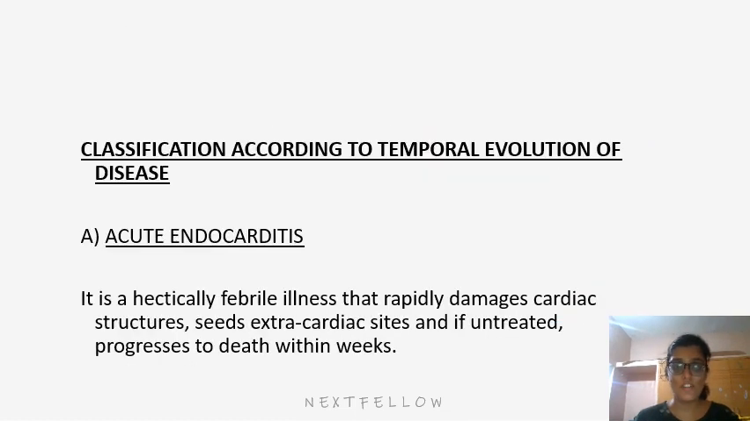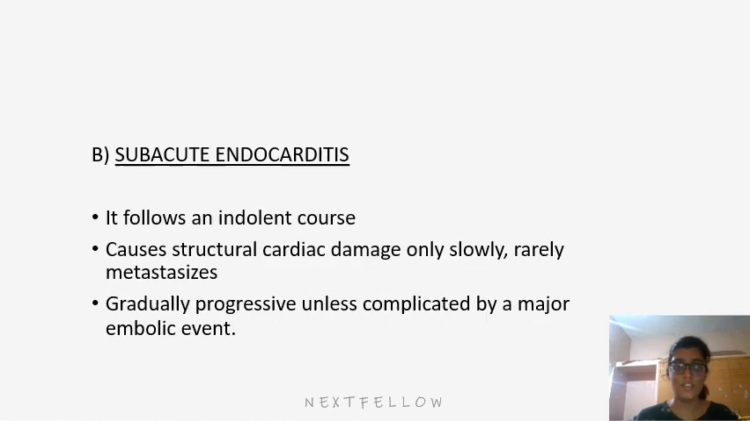Coming to classification according to temporal evolution of disease: acute endocarditis is a hectically febrile illness that rapidly damages the cardiac structures, seeds extracardiac sites, and if untreated, progresses to death within weeks. Subacute endocarditis follows an indolent course. It causes structural cardiac damage only slowly, rarely metastasizes, and is gradually progressive unless complicated by a major embolic event.